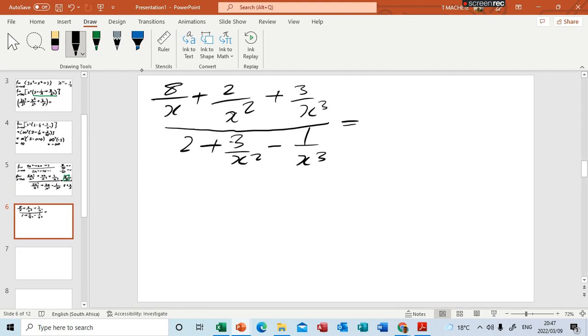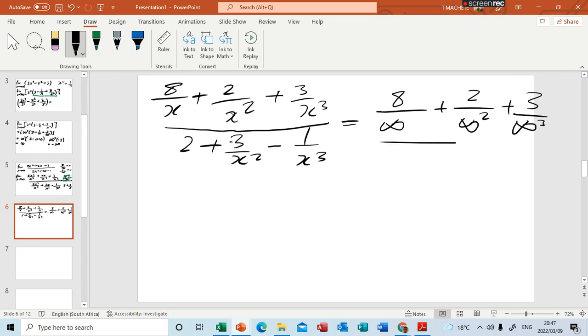Okay. So you're gonna put 8 over infinity plus. Remember, we are done simplifying. Now we can substitute 8 over infinity squared plus 3 over infinity cubed over 2 plus 3 over infinity.